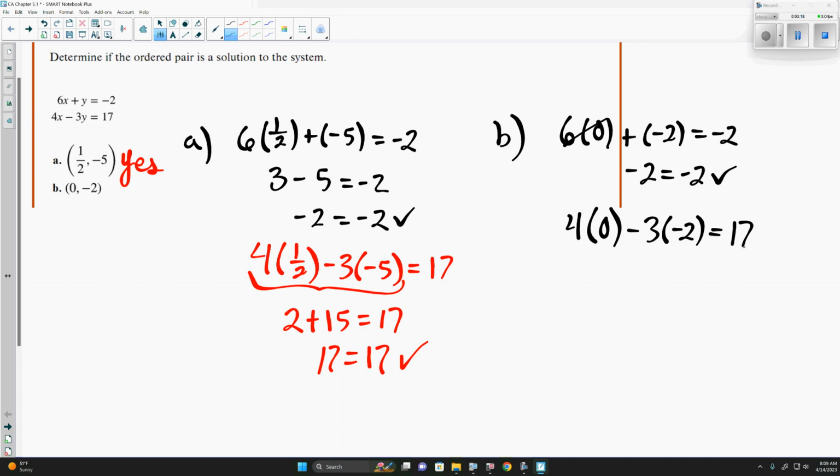Now for the second one here, if we check this, well, 4 times 0 is 0. -3 times -2 is 6. 6 is not equal to 17, so no, it's not a solution. It works for one of the equations, but it doesn't work for the other, so no, it has to work for both. Now, if you're checking points, because there are some of these on the homework, and you plug it into the first equation and it doesn't work, it gives you a false statement, you don't even have to check the other. Because if it doesn't work for one, it doesn't matter if it works for the other. It has to work for both. So once it doesn't work for one, it's no, we move on. Does that make sense?